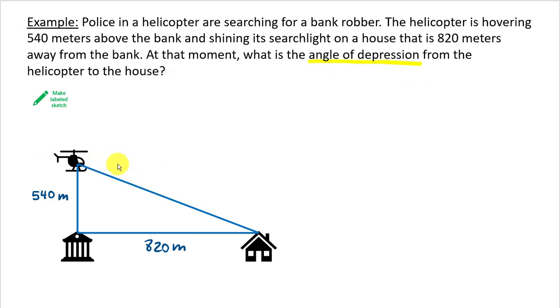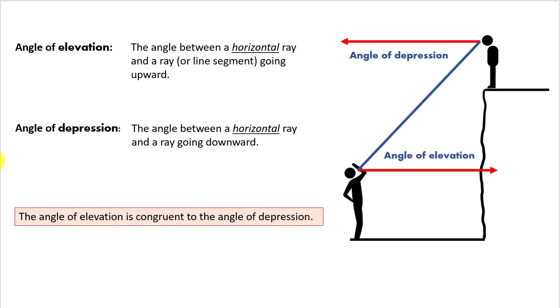Well, to be able to find it, first we need to locate it on our sketch. As any angle is going to have two sides. One of them is the line of sight, and since it's an angle of depression, the line of sight goes downward. Well, I think that one is pretty intuitive. So from the helicopter to the house, that's going to be one side of that angle of depression. But what is the other side? Here's our definition again. Remember that it's the angle between a horizontal ray and a ray going downward.